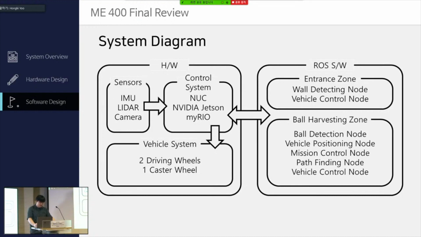Now I am going to explain the software that controls the hardware part of our vehicle. There are two separate parts in our design. One is controlling the vehicle in the entrance zone, and the other is control for harvesting. Let me introduce the entrance zone strategy first.